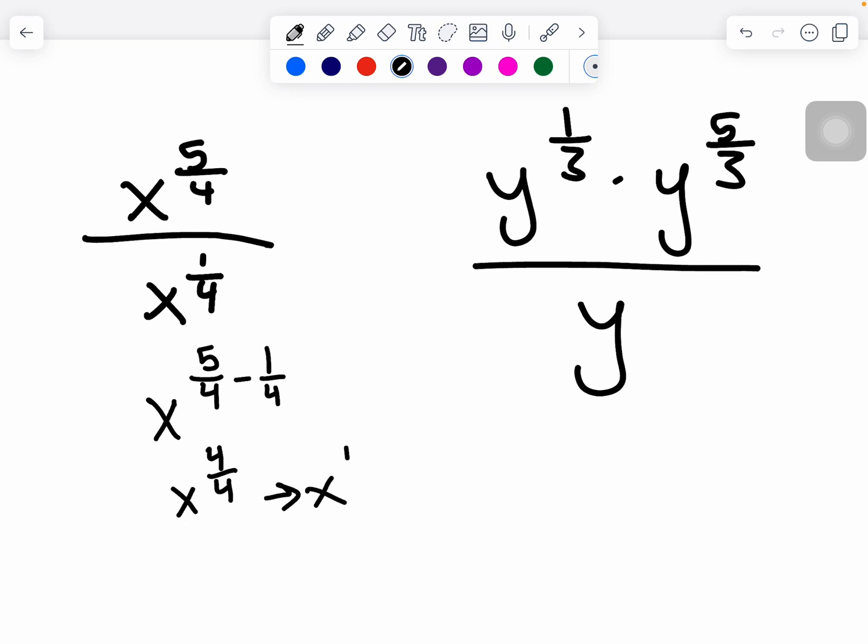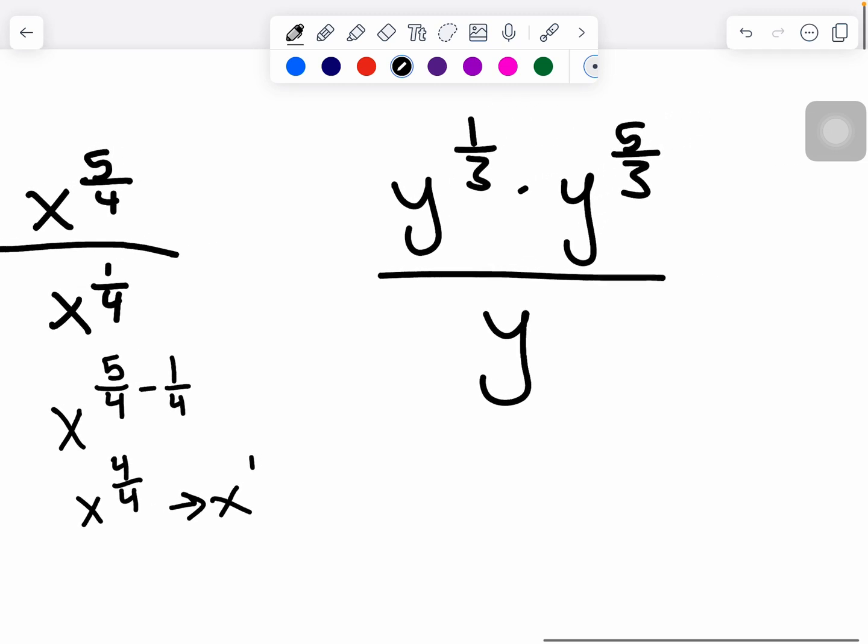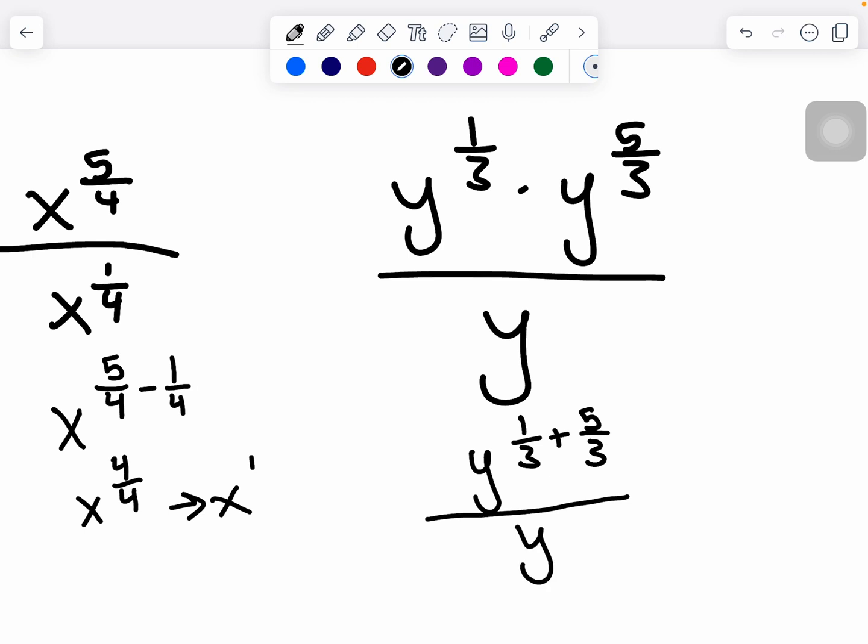Now, this last one, we had to do two things. We had to do multiplication on the top first. So I'm going to work on the top first. So we'll have y to the 1 over 3 plus 5 over 3, but we're still divided by that y on the bottom. When we were doing this in class, a lot of groups did this, which was great, but a lot of groups left it at this.